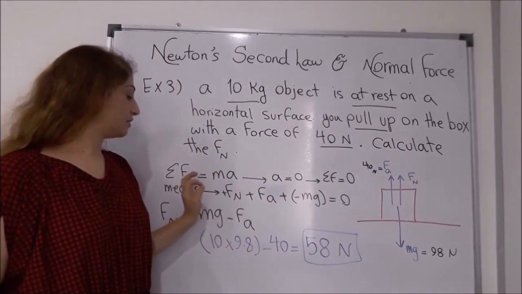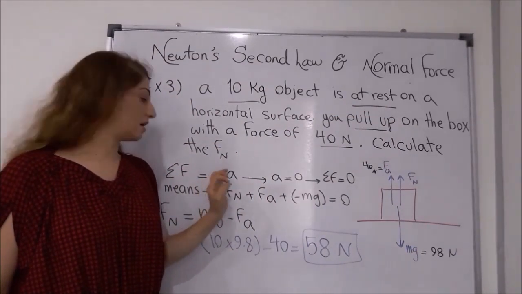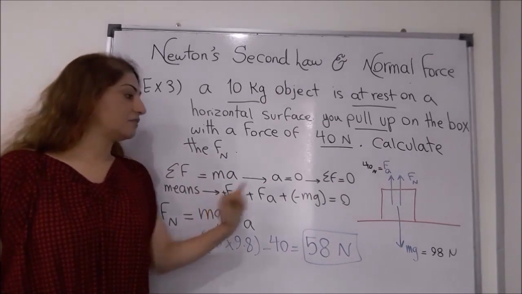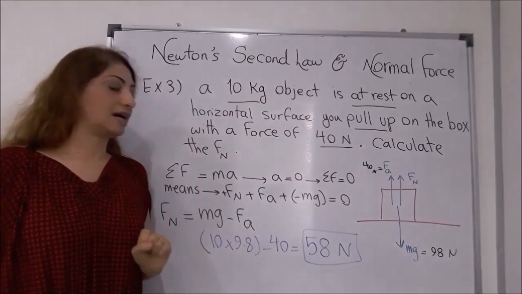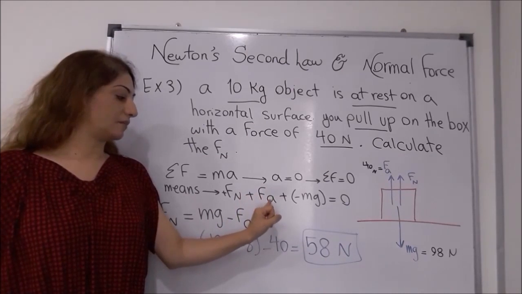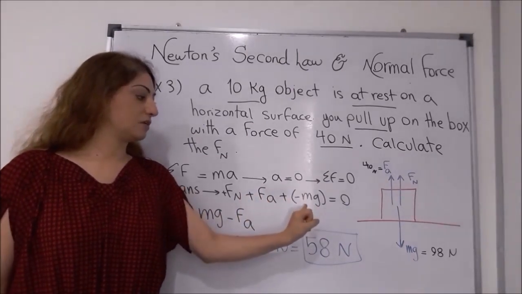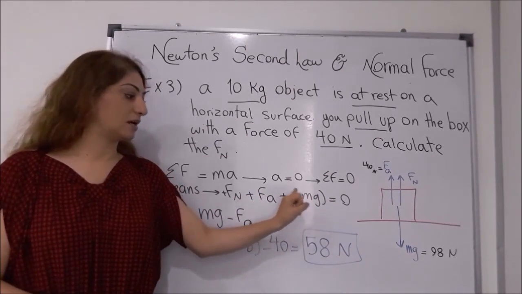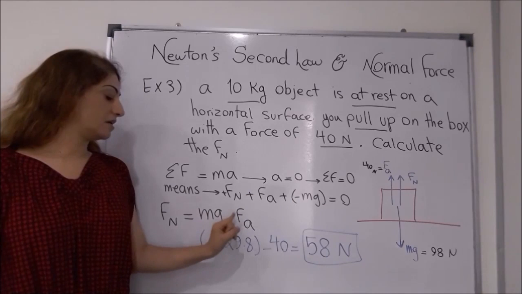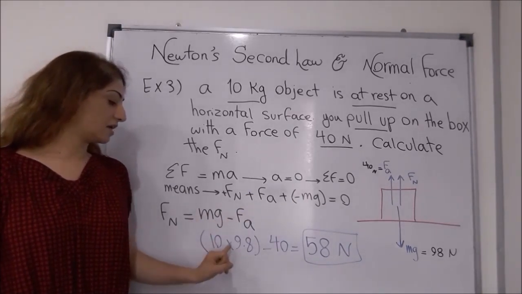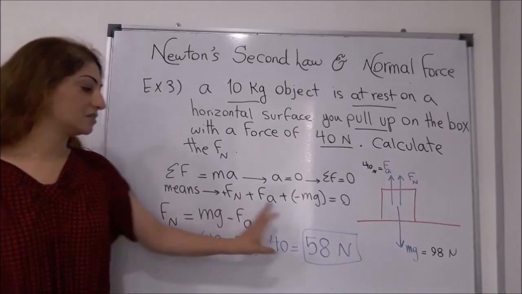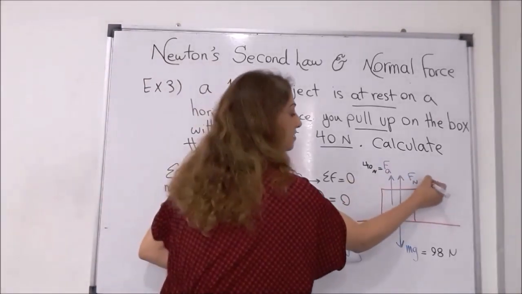Because the object is at rest, I said the acceleration is zero. So in the formula, the sum of the forces equals mass times acceleration. Acceleration is zero, so the sum of the forces should be zero. If I consider the forces pointing up as positive, then the normal force plus the applied force plus, because the weight of the object is downward, I consider it as minus mg, equals zero. Normal force equals mass times gravity minus applied force, which is 10 times 9.8 minus 40, equals 58 newtons. So we find that the normal force here should be 58 newtons.